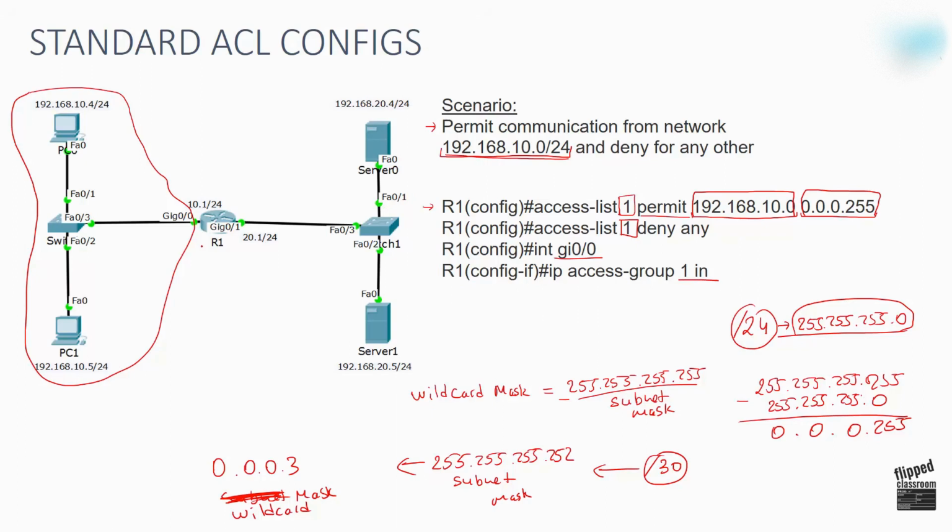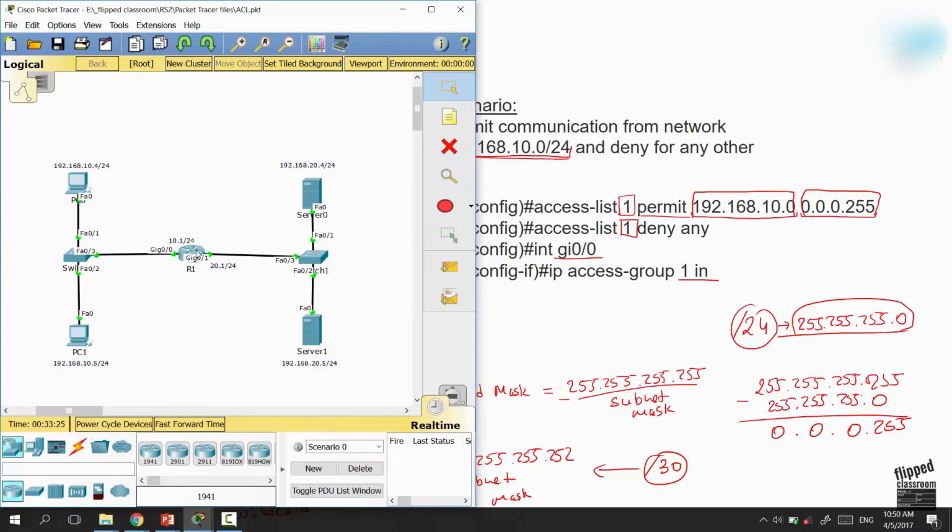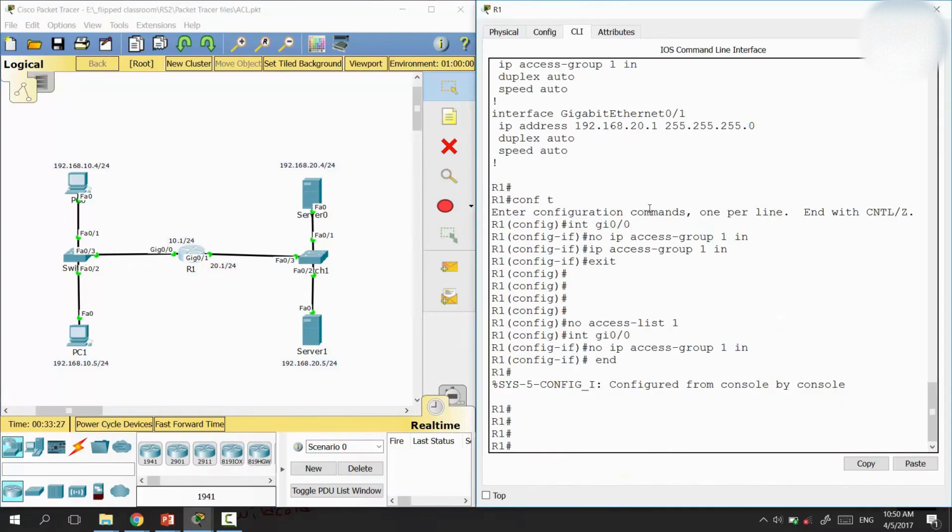So the first job in the router will be ACL filtration. The second job will be routing. And then let's try to make the implementation of this task.